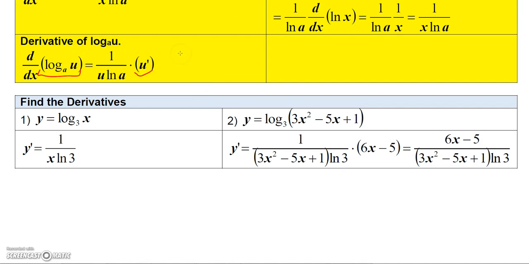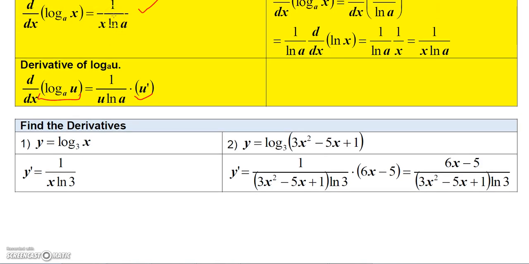So I'll do the first example here. I'll use the simple formula. So in the simple formula, you just have log of x base 3. So based on this formula up here, that would just be 1 over x times natural log of 3. Okay. Now this one is log of u base 3. So on that one, I would use the second formula here.